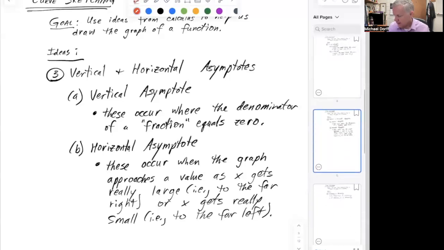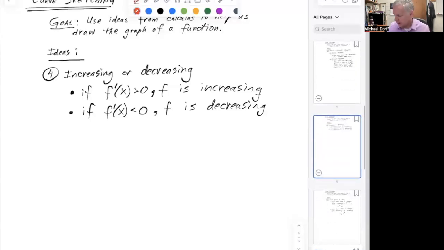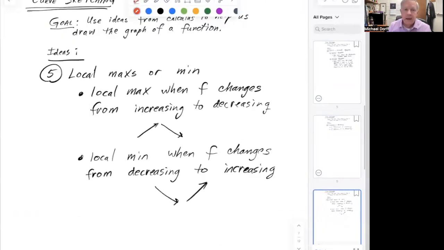The next one is where the function is increasing or decreasing. If the derivative is greater than 0, then the graph of f is increasing, and if the derivative is less than 0, it's decreasing. Now we're going through all of these really quickly. After we get done with these, we'll do a specific example to demonstrate how to find all of these in a case.